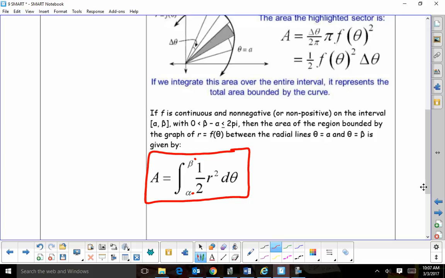Now, a lot of times, when I do this, I'm going to pick a different value where it's symmetrical, and I can multiply by 2.